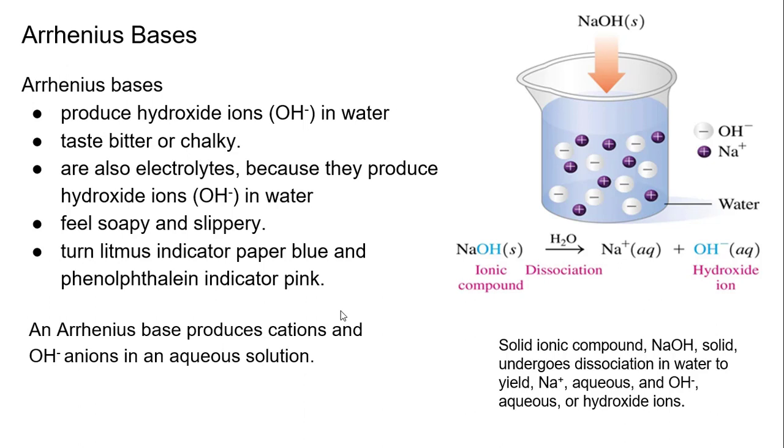But you do have some that are a little bit different. Aluminum hydroxide is one that's not a group 1 or group 2, but it's also here. But mostly they are group 1 and group 2 metals that they are attached to. They are electrolytes because they produce hydroxide ions in water, and it's 100% dissociation. So these are strong electrolytes. They're very soapy and slippery. Bases are what we use to clean our clothes with.